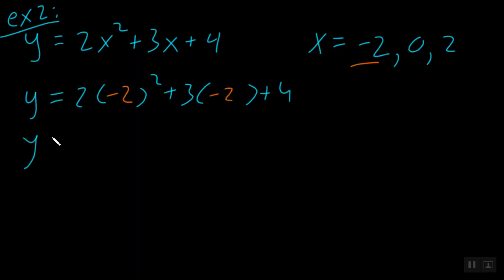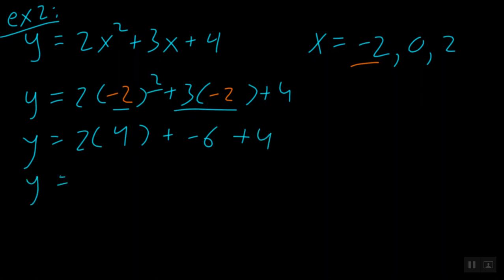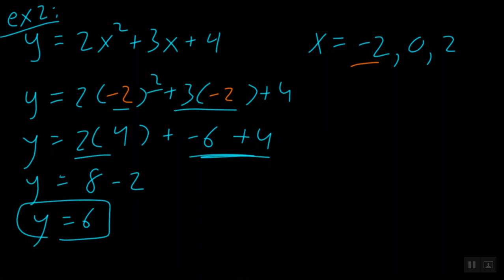And so we know this, y is equal to 2 times negative 2 squared, which is 4. 3 times negative 2 is negative 6, plus 4. Here I can say, well, 2 times 4 is 8. Negative 6 plus 4 is negative 2. And 8 minus 2 is 6. So our very first point is at (-2, 6).